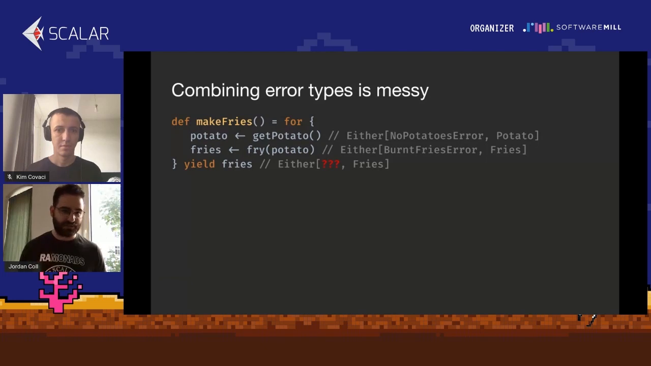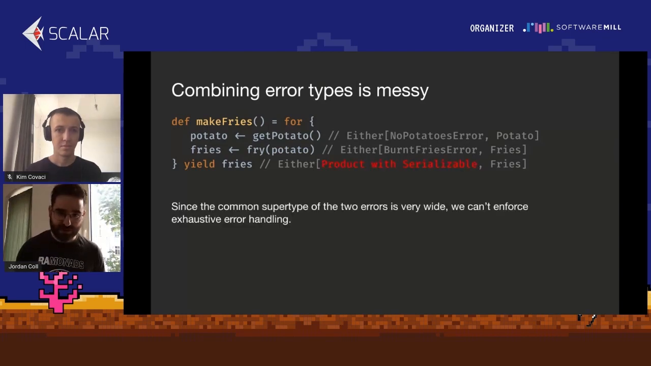So we have our getPotato and our fryPotato. But what will the chaining of these two operations yield? Well, it'll yield an Either that might have fries, but on the left side could either contain a no potatoes error or a burnt fries error. This means that the left side will be the common supertype of two unrelated case classes. That's right, we've got Product with Serializable.